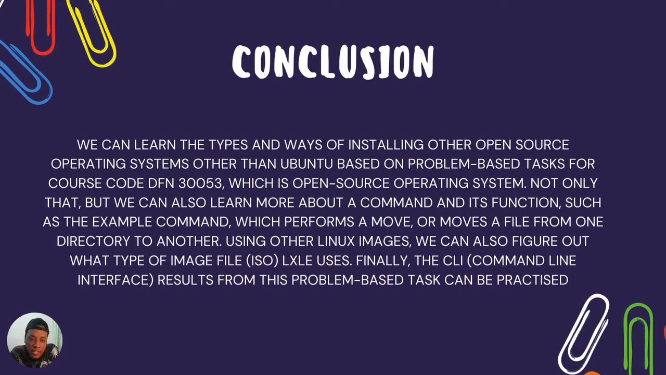Okay, for conclusions, we can learn the types of installing other open source operating systems other than Ubuntu based on problem-based tasks for course code DFN 30053, which is an open source operating system. Not only that, but we can also learn more about a command and its function. For example, the mv command which performs a move of a file from one directory to another.